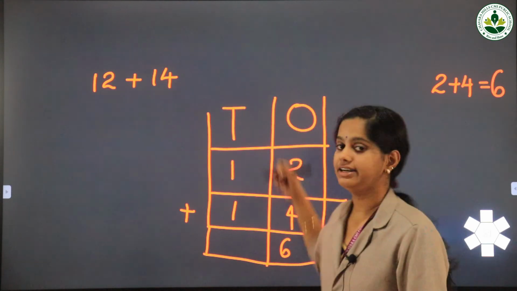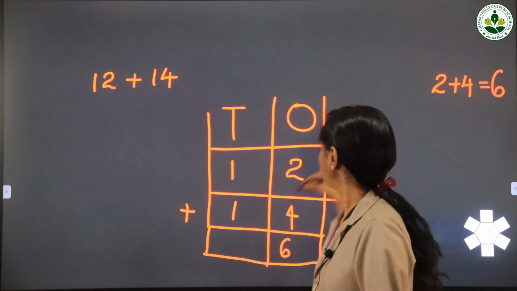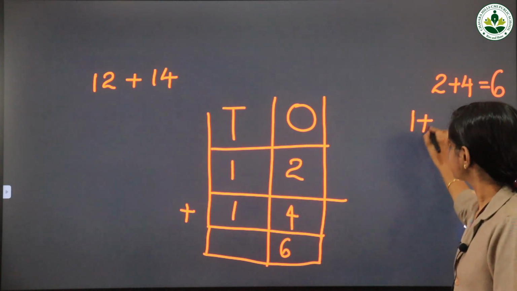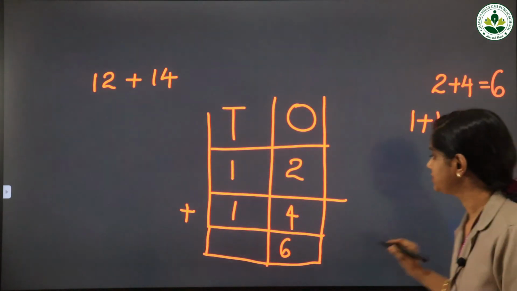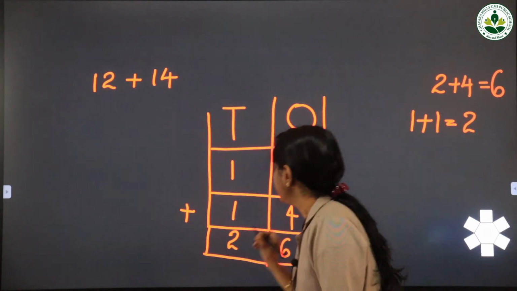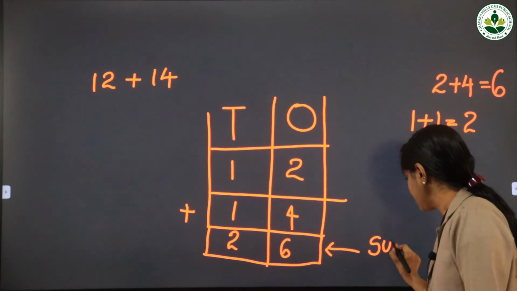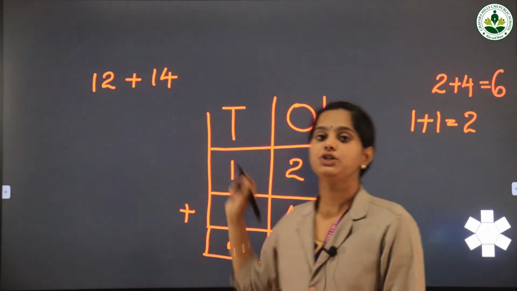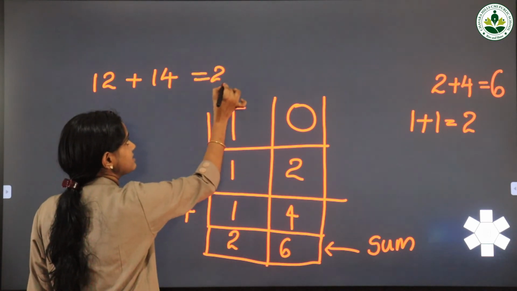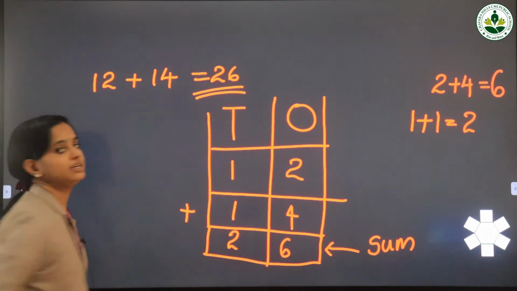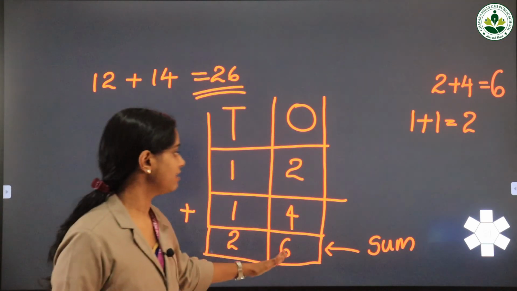Next, we add the digits in the tens place. 1 plus 1 is equal to 2. We write 2 in the tens column. 26 is the sum. So we get 12 plus 14 is equal to 26. We start addition from the right side, that is, the digits in the ones place.